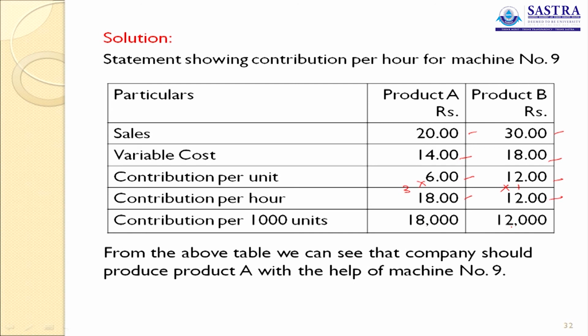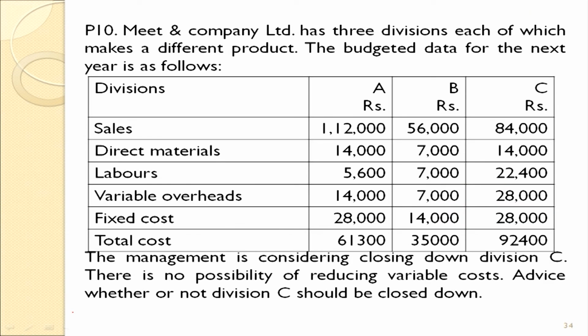So how do we take a decision? We have to take a decision based on which product gives more contribution. So here product A gives more contribution than product B. So automatically product A should be recommended. So here contribution is the key factor for making decisions. The remaining problems will be solved during the next class. Thank you.